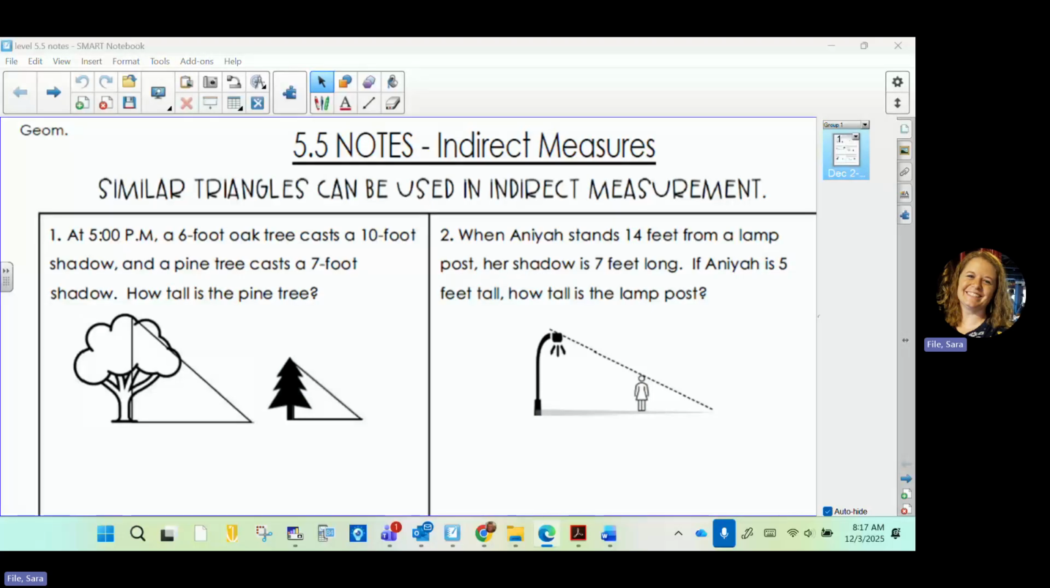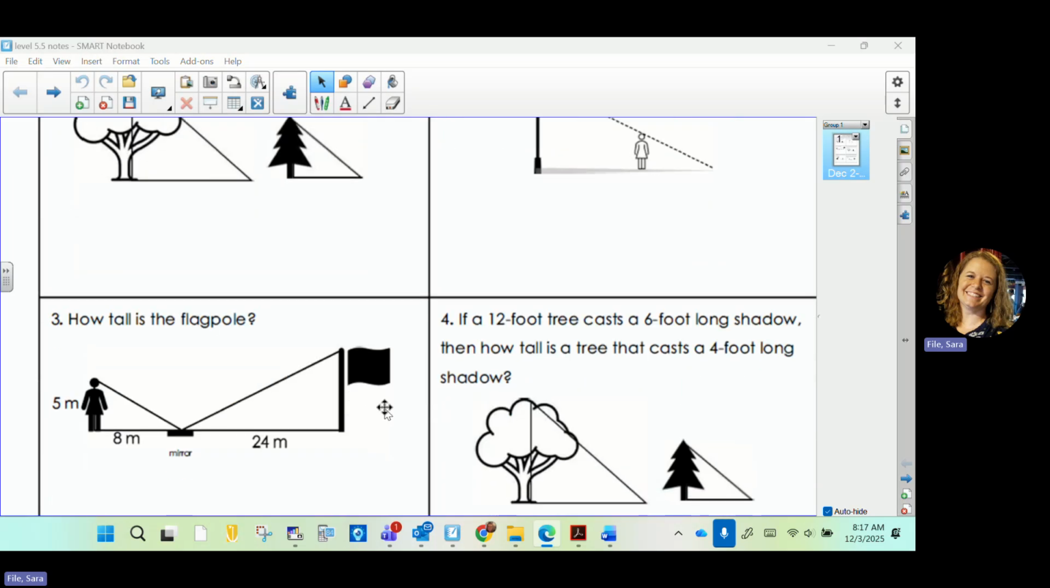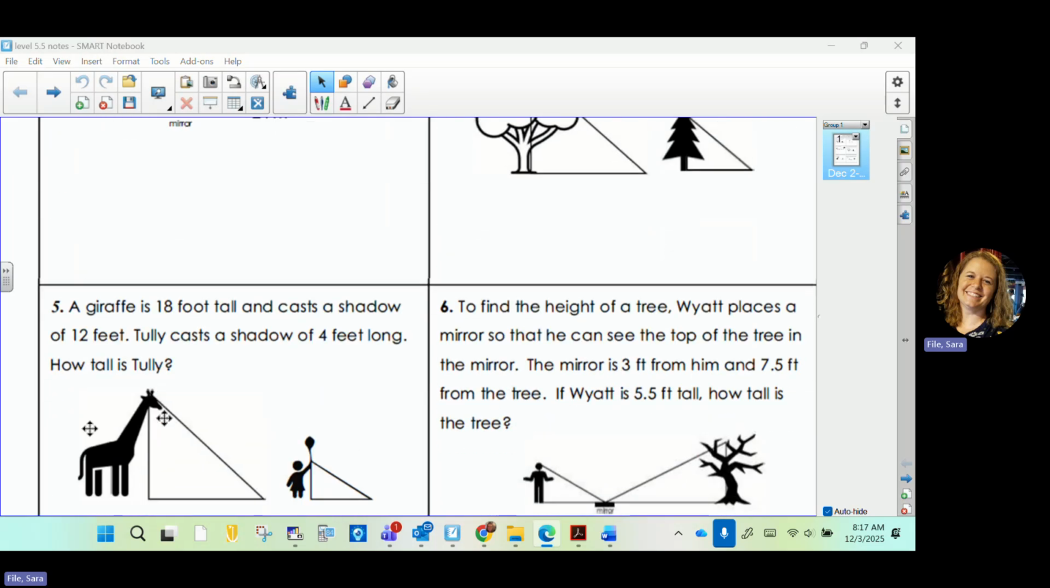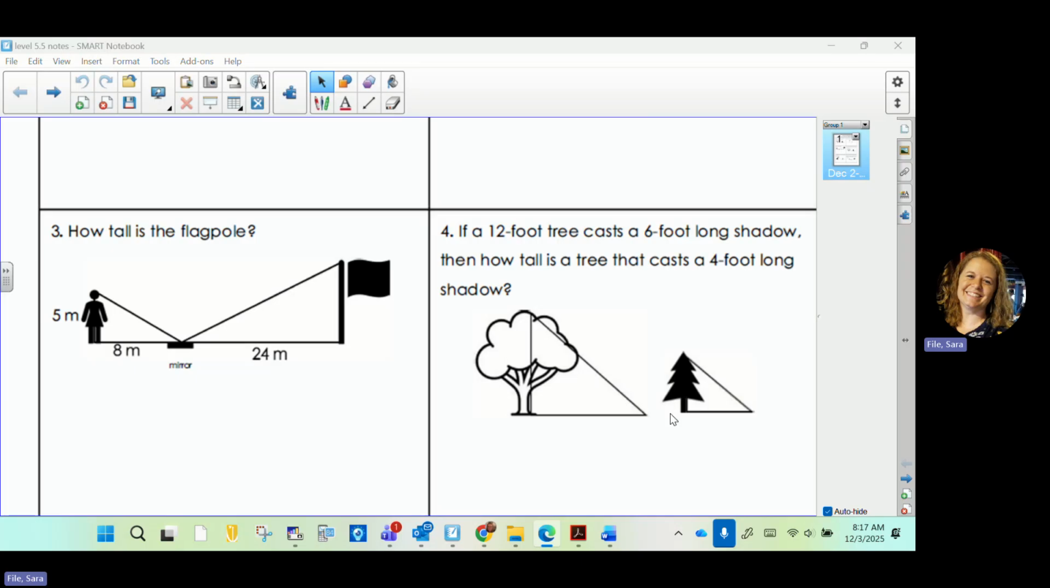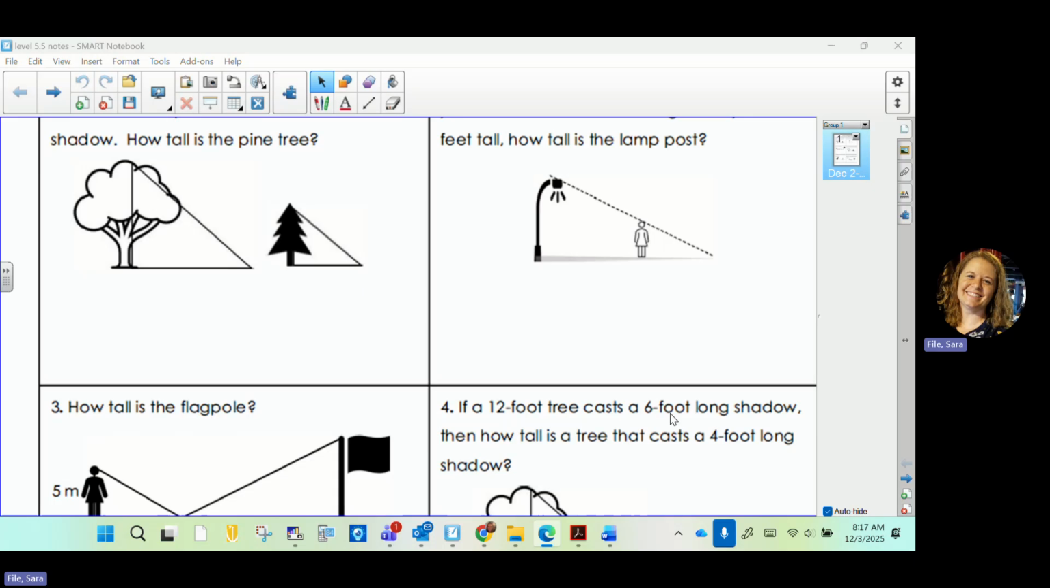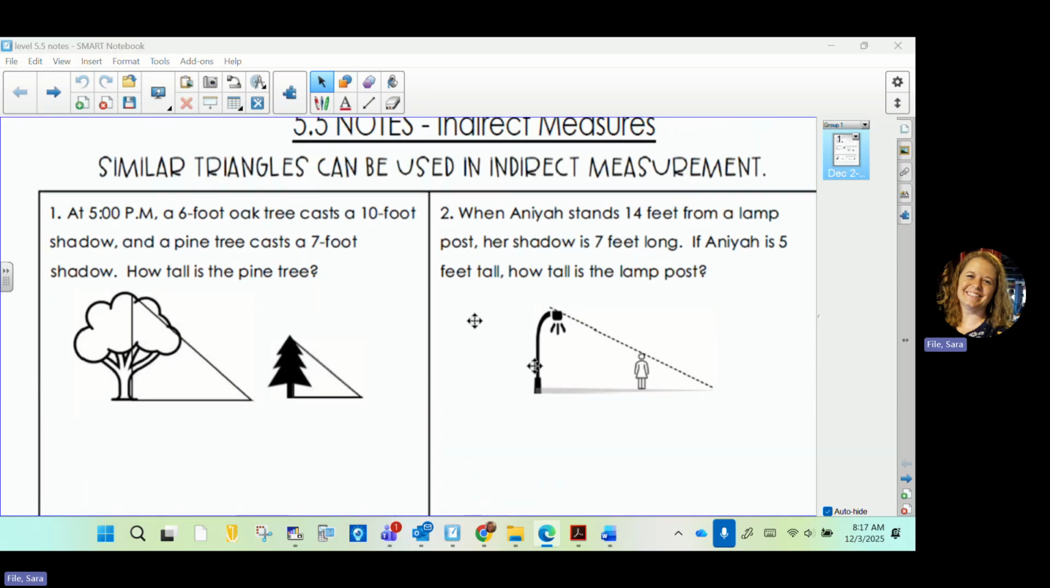Indirect measurements. So when we say indirect, let's say you want to know the height of a tree or a lamppost or a flagpole or a building, things that are really tall, like a giraffe, whatever it is. And you can't get up there and just measure from top to bottom. You can use indirect measure, creating similar triangles to measure things that you can't directly measure. So we're just going to look at different ways that you can set these up to create your similar triangles using given information to find the unknown measure.